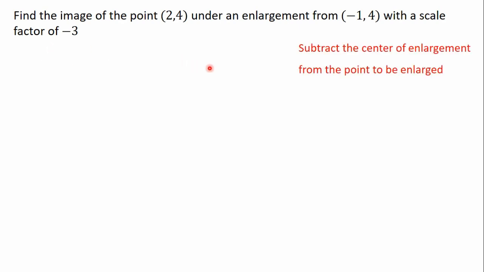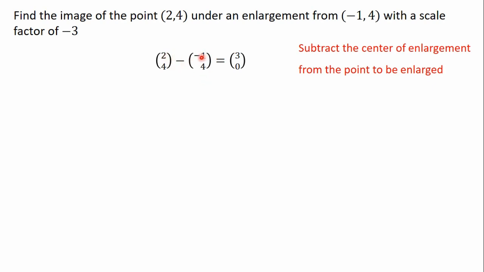We have learned that the first thing we have to do is to subtract the center of enlargement from the point to be enlarged. The point we are enlarging is 2, 4. The center of enlargement is minus 1, 4. So you will have 2, 4 minus minus 1, 4.